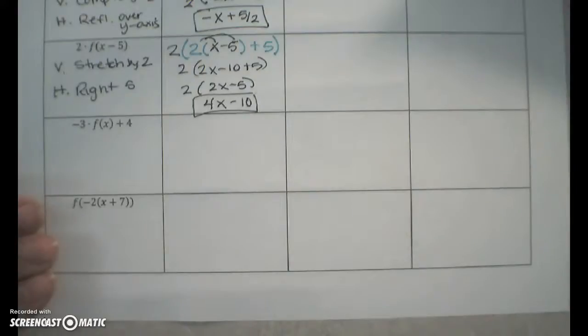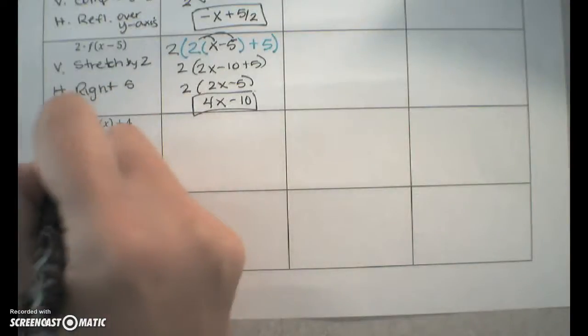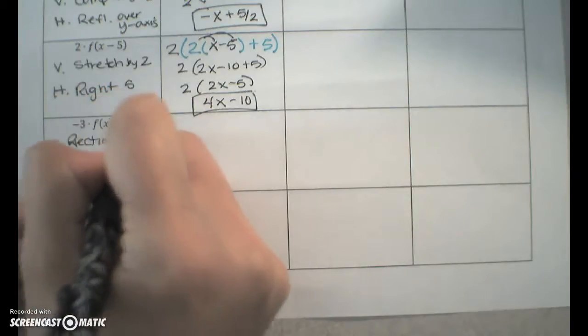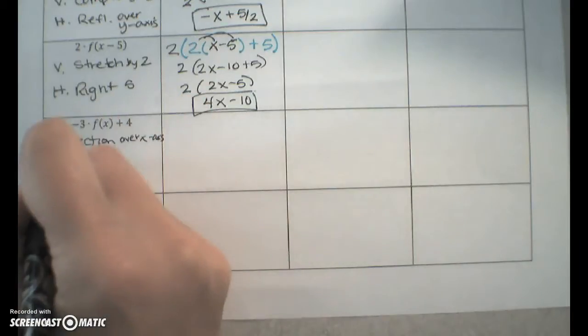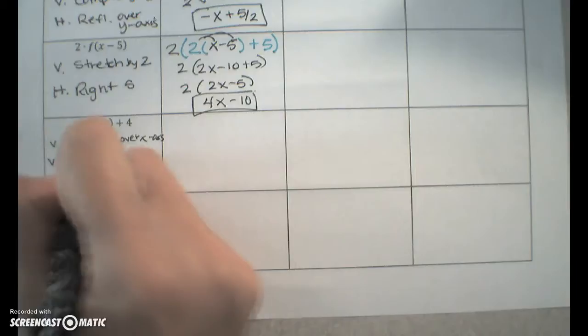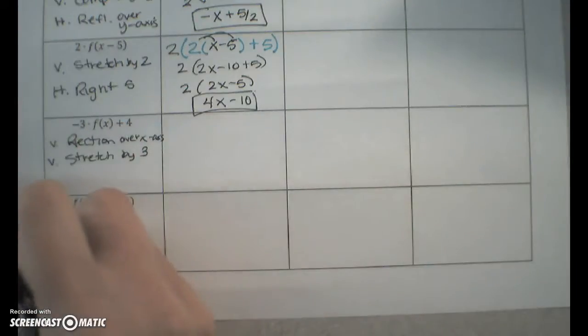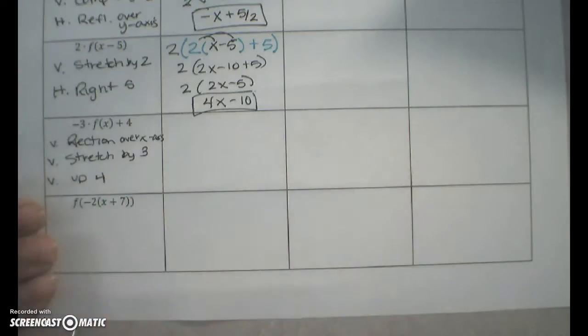Okay. The last 2 here. Okay, let's take a look. Outside, a negative, so that's a vertical reflection over the x-axis. 3, so that's a vertical stretch by 3. And then a plus 4 out back, that's going to move it vertically up 4, vertical shift up 4.